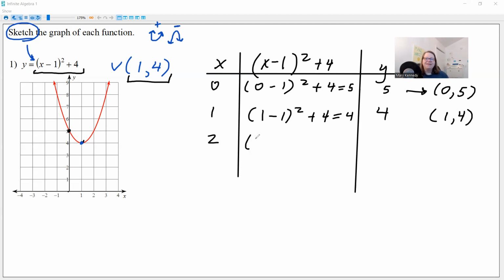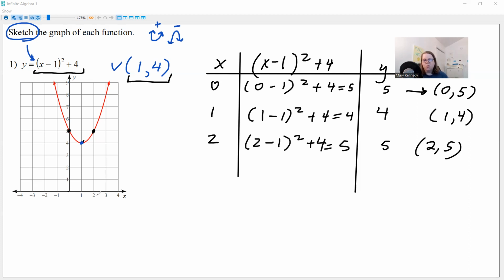And then if we plug in a 2, 2 minus 1 squared plus 4. So 2 minus 1 is 1. 1 squared, 1 times 1 is 1. 1 plus 4 is 5. So this would be 2, 5. So let's go right 2, up 5, and plot that point. And we can start to see there's our graph.